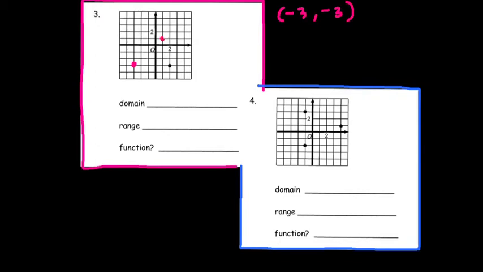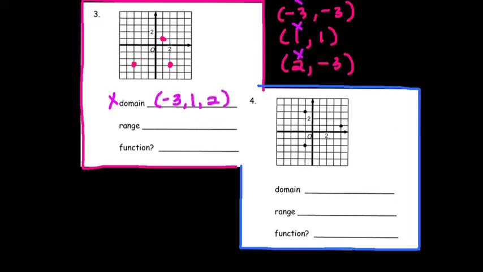Okay, then let's go to this point here. That point is at 1, 1. And then this point down here is at 2, -3. Okay, so if I'm listing my domain and range, then my domain, remember, are all the x's. So that's the first number in each of these. And again, we write it in order from least to greatest. So we have -3, 1, and 2. So I'm going to start with -3, followed by 1, followed by 2.